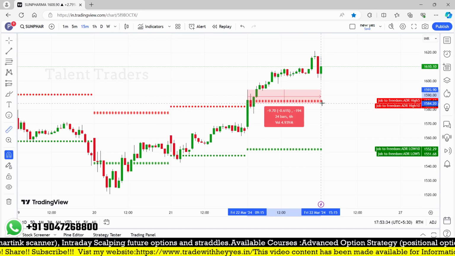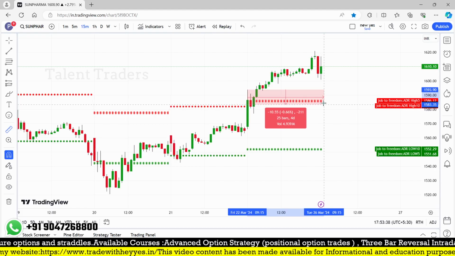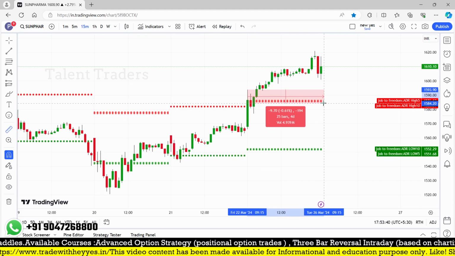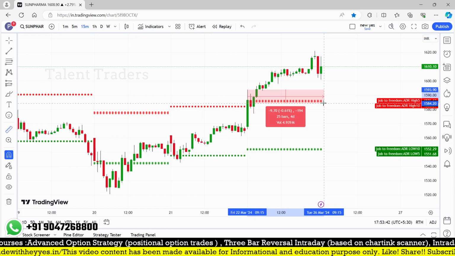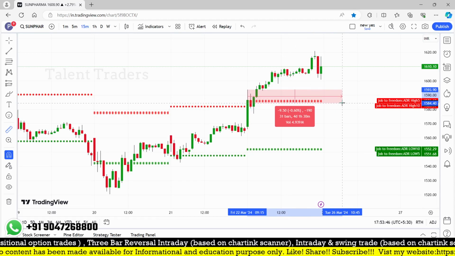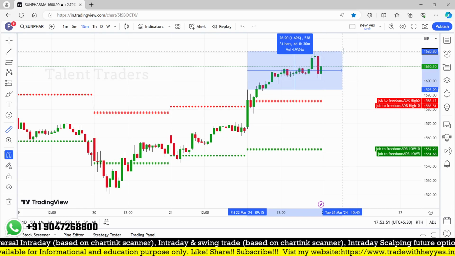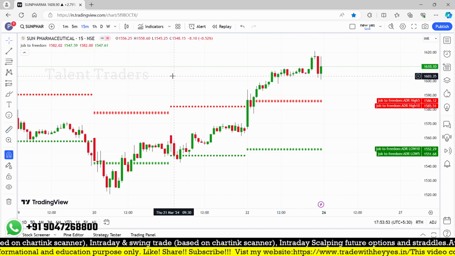And if you are keeping a stop loss below that ADR low, it may be a 10 or it may be a 5. In this case, around 9 points. If you take the breakout which is happening on the fourth candle and it doesn't break your stop loss and finally moves up to 1.7%, that is okay. But I don't want to take such a big risk.